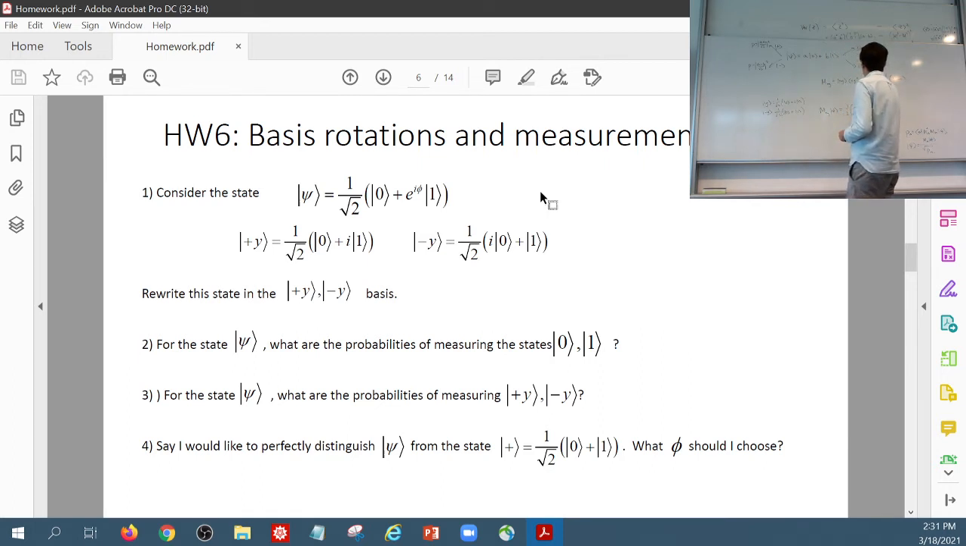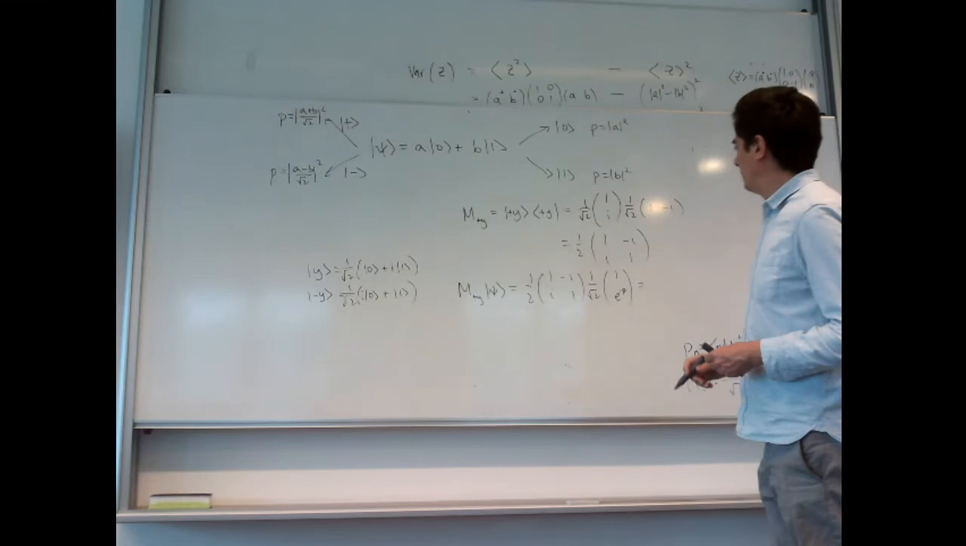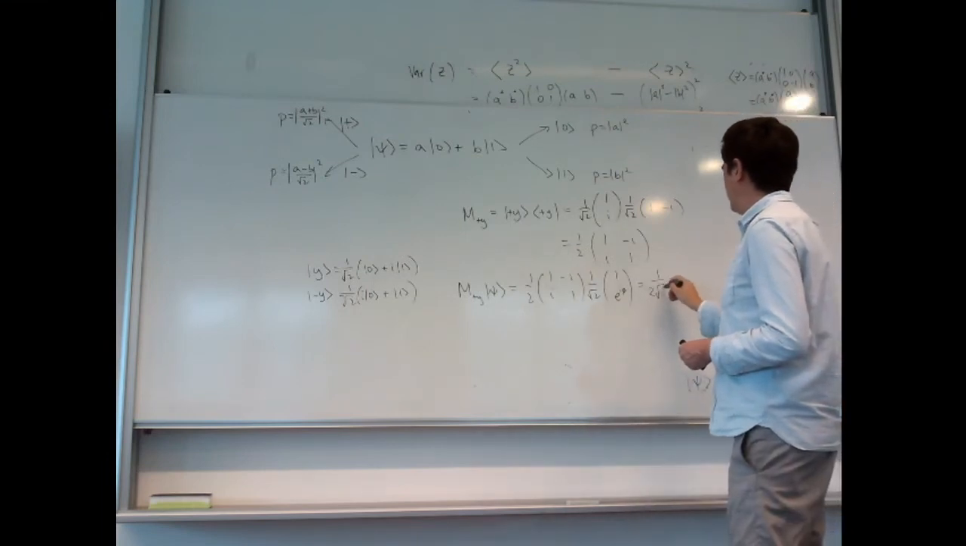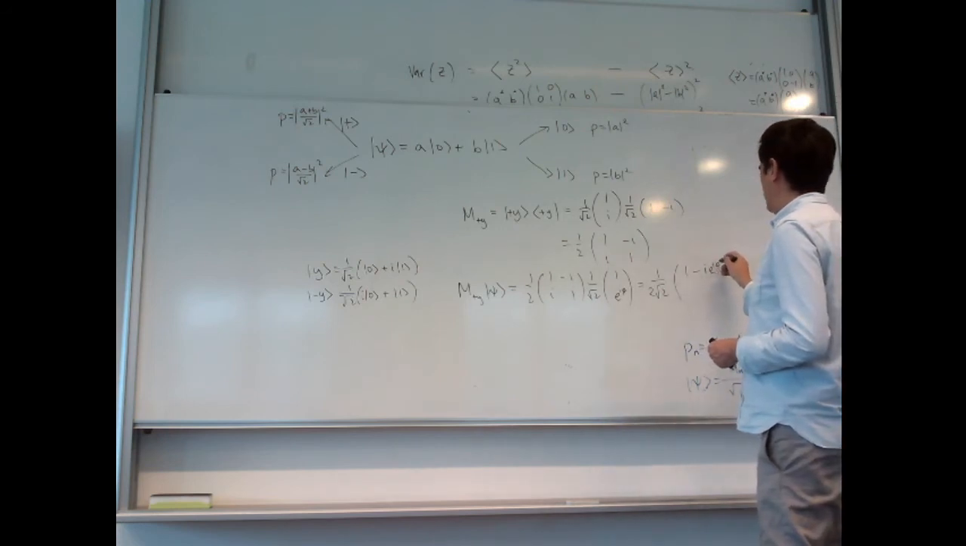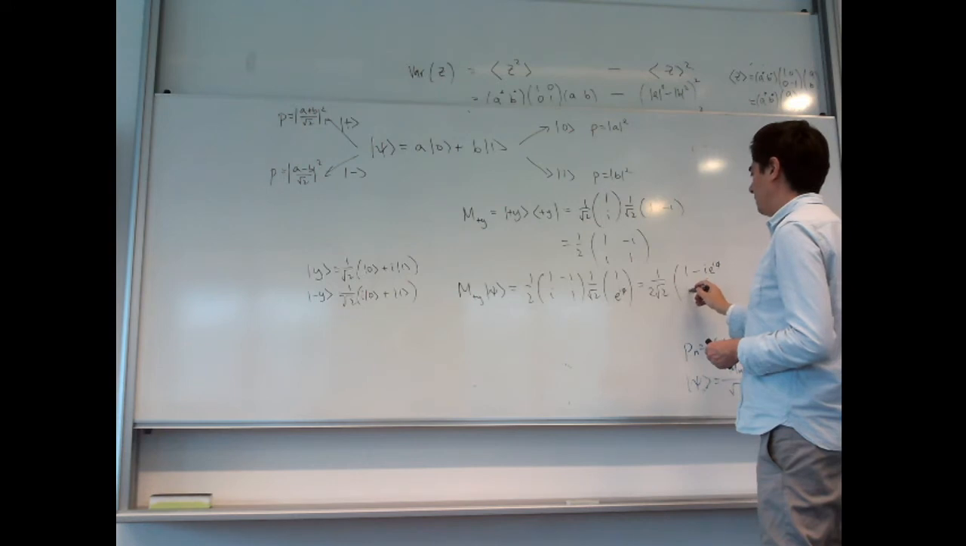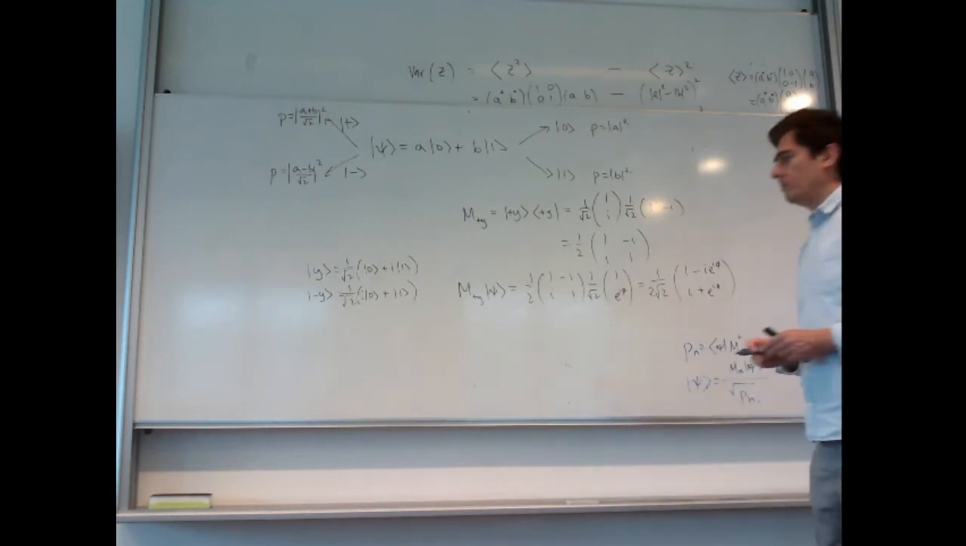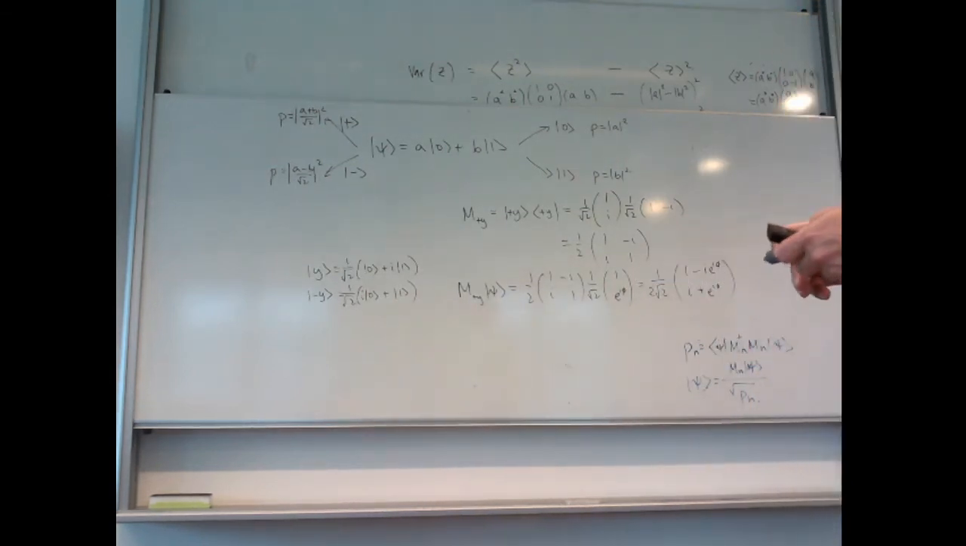So 1 over root 2, state is 1 and here the i phi. So it's 1 over 2 root 2 of (1 minus i) e to the i phi, and (i plus e to the i phi). What was the answer? Does anybody have the answer? Oh, right. Well, we haven't done the probabilities yet, but okay.